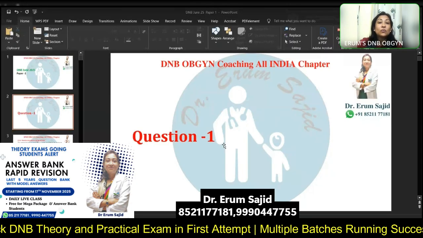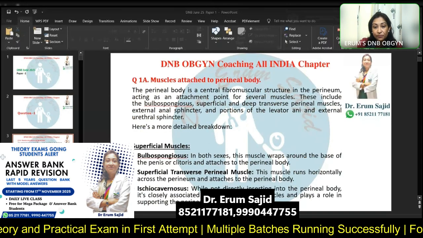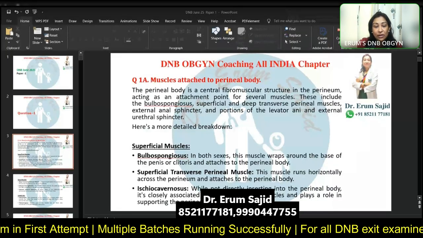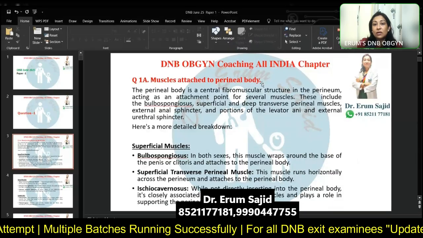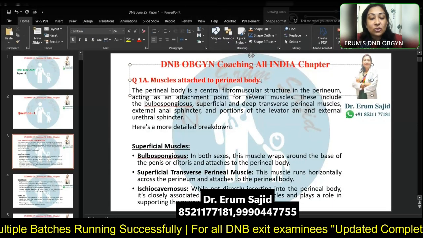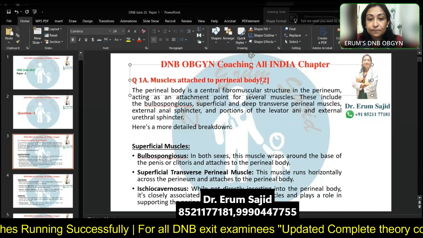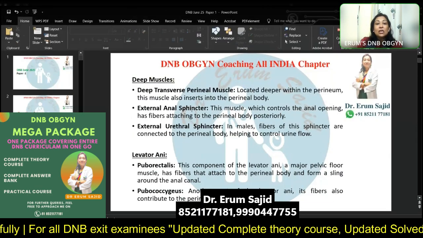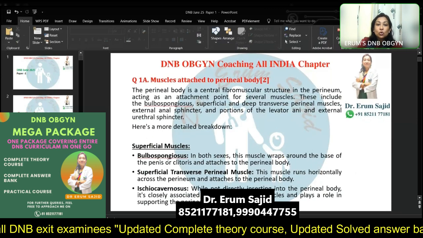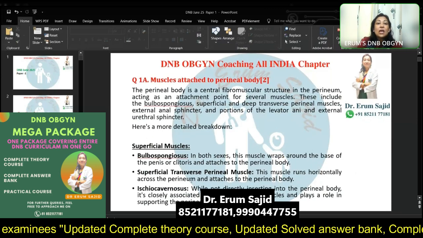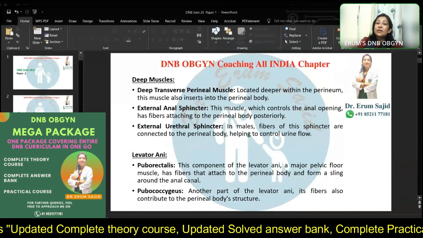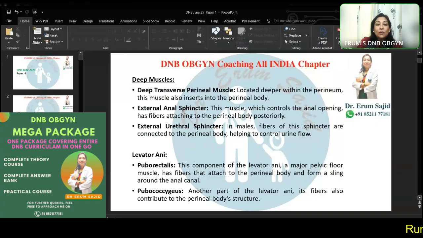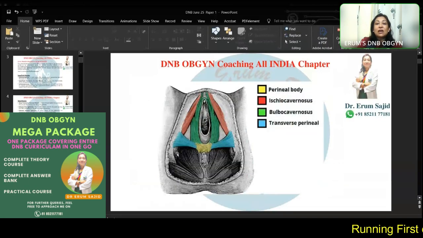The first question that was asked was the muscles attached to the perineal body. This question is of 2 marks only. So I'll just add 2 marks, and you know what the muscles attached to the perineal body are. You have superficial muscles as well as some deep muscles. Superficial: bulbospongiosus, superficial transverse perineal, ischiocavernosus. Deep: deep transverse perineal, external anal as well as external urethral sphincter. Amongst the levator ani, you have puborectalis, pubococcygeus, and these are the ones.